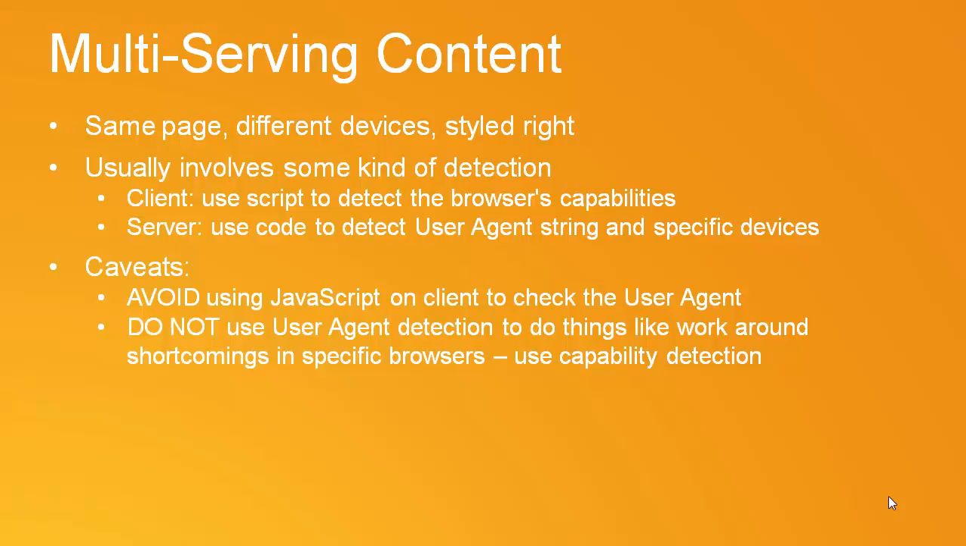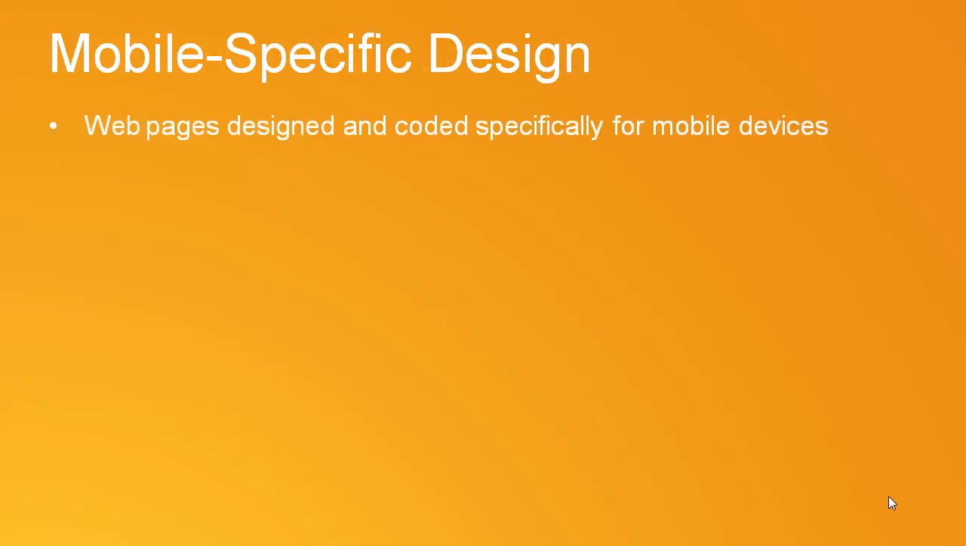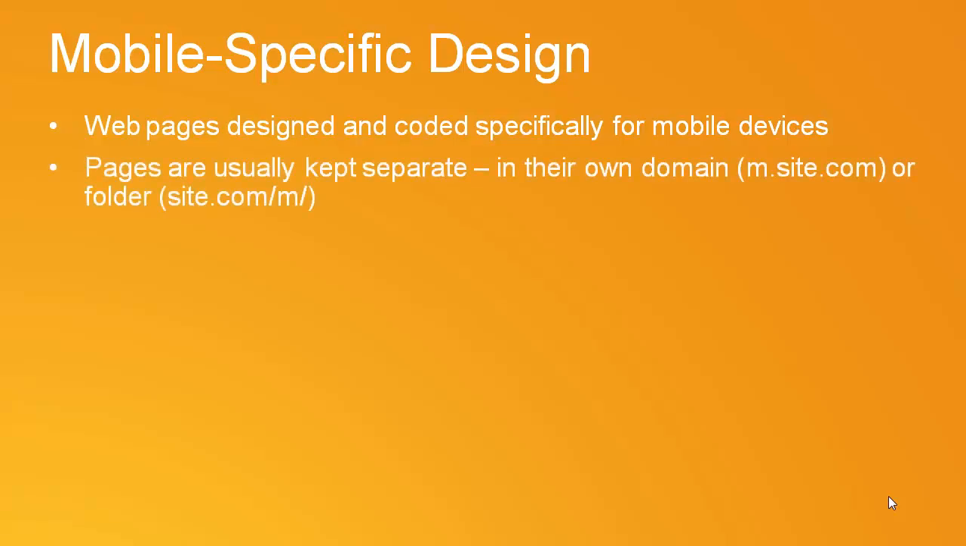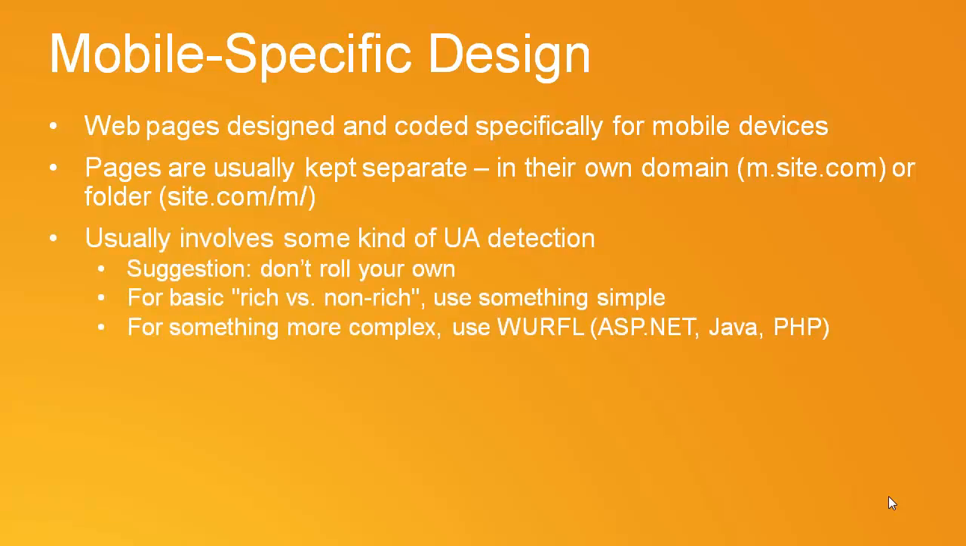And try not to use user agent detection to do workarounds for shortcomings in specific browsers. Try to use capability detection, meaning that you can detect if a certain feature is available or not, and then you can degrade gracefully to a workaround, or to an alternative mobile specific design. For those, try to use web pages designed and coded specifically for mobile devices, and there are 2 notes for those things. Pages are usually kept in their own domain, like I said, m.site or site.com/m, so it's going to be easier for the user to remember and to bookmark those things. They usually involve some kind of user agent detection, so try to do it on the server for this, and try to redirect the user right away.